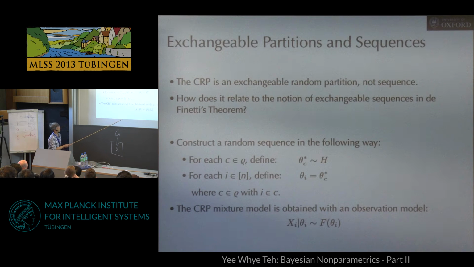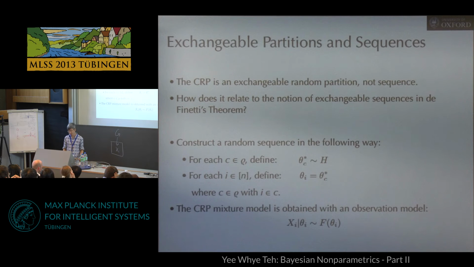Coming back to the CRP mixture model that we saw previously, the theta i's are actually the parameters of the cluster that data point x i belongs to. And x i comes from an observation model given by f. Here we can show that the sequence of thetas is going to be an exchangeable sequence of random variables, because the CRP is exchangeable.